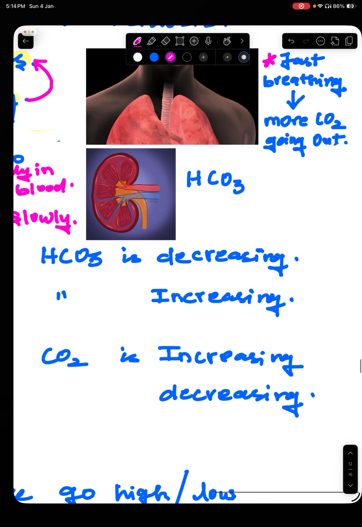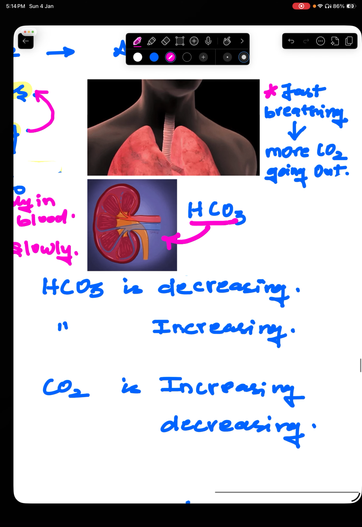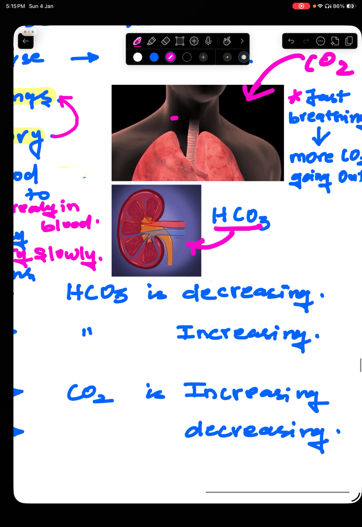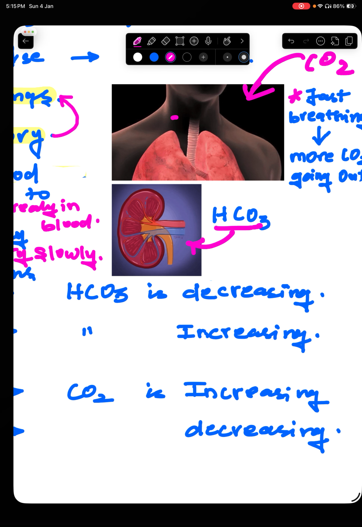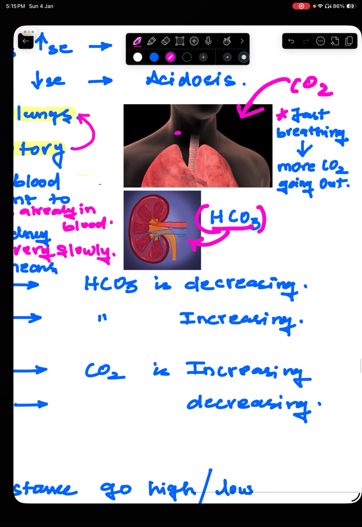Okay, so guys, the next point is, whenever you deal with hydrogen carbonate, you always associate it with kidney. CO2 is always associated with lungs. Why? Because CO2 is removed through lungs, and the organ which processes hydrogen carbonate is kidney. During filtration, the blood comes into the kidney, and the kidney reabsorbs the hydrogen carbonate and puts it back in the blood for balancing purposes only. So just have this in mind: CO2 means lungs, and HCO3 means kidney.